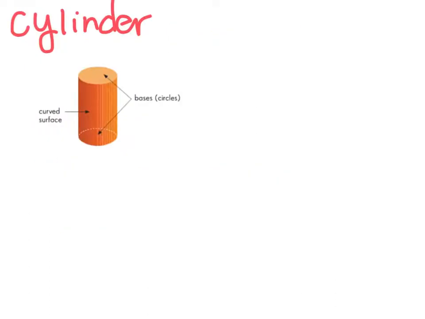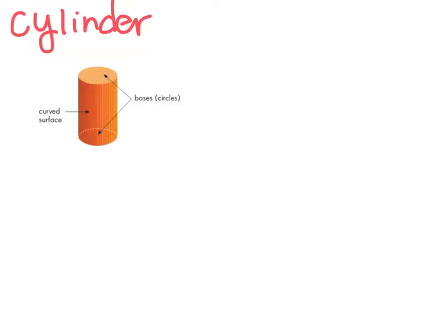A cylinder has two circular flat surfaces, or bases, that are congruent and parallel. Remember, congruent means that they're the same size and the same shape. There is also one curved surface that joins the two bases. A cylinder has no edges and no vertices.